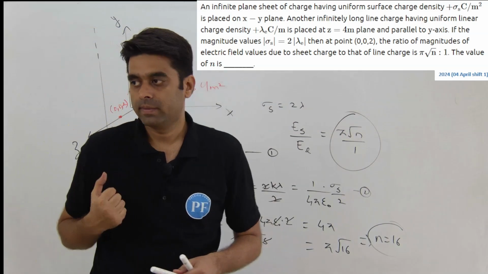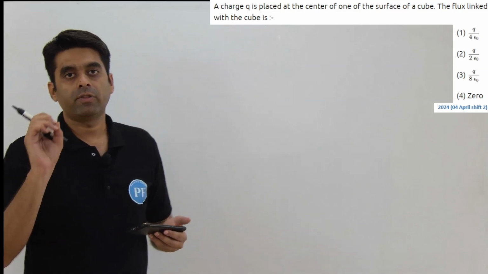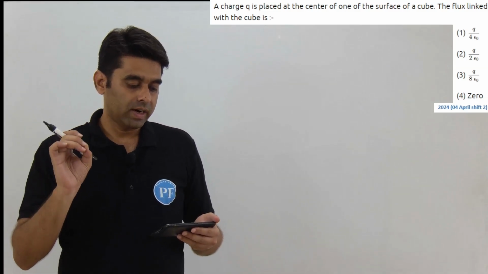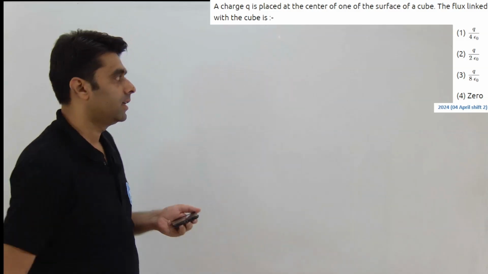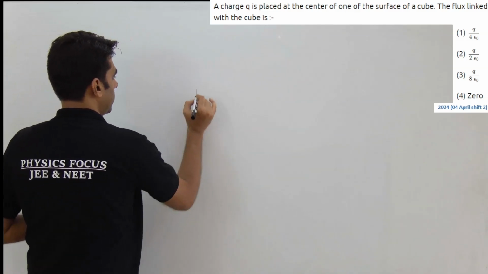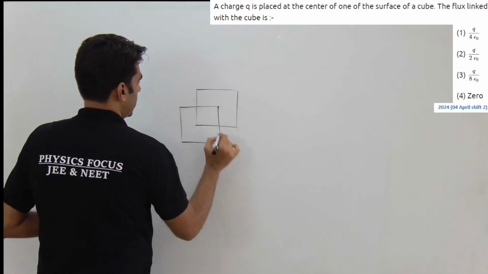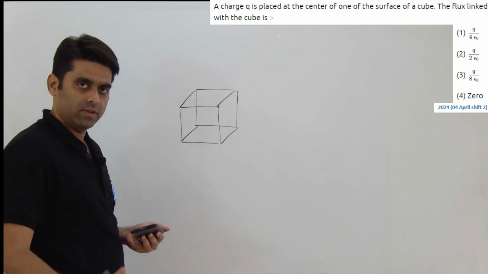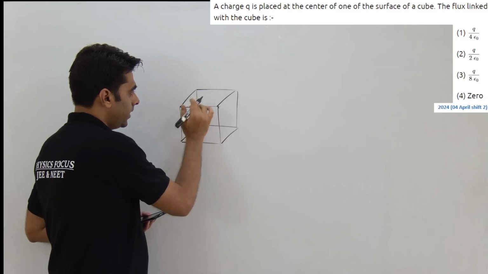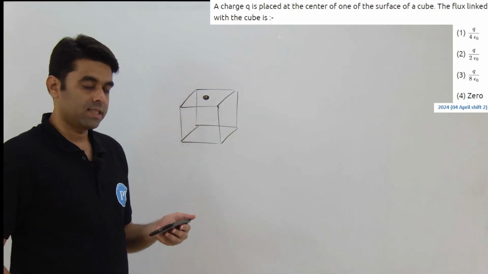Let us move ahead. So the third question that we have says a charge q is placed at the center of one of the surfaces of a cube. Fine. Let us draw the situation. A cube is there and the charge is placed at the center of one of the surfaces. Any surface you can take. Let's say I take this top surface, the charge is placed over here. They are asking us the flux linked with the cube.